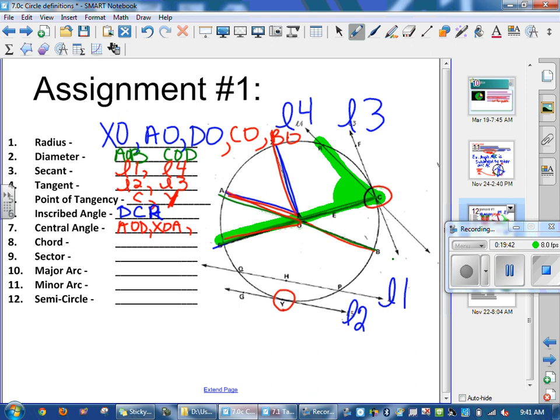BOC. Where else? Yep. Could D to O to B? Absolutely, that's a big one. So DOB.